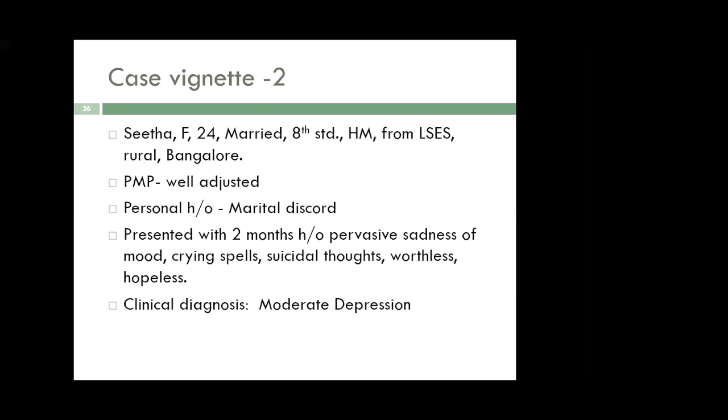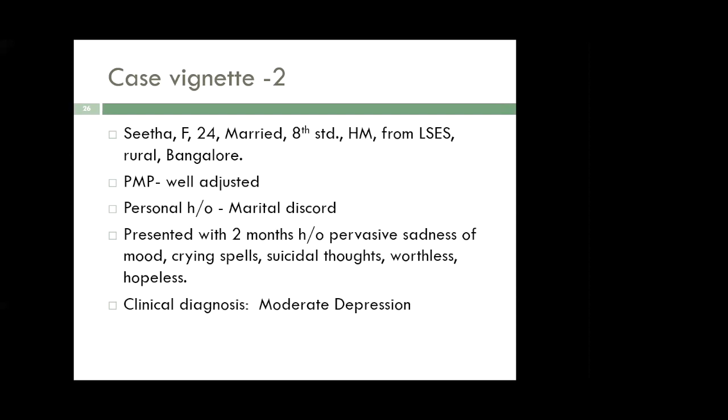Next one. Now I would like to discuss this case with you. Maybe you will be able to understand the formulation when I discuss this case. Maybe I'll read out: Sita, a female, 24 years old, married. She's 8th standard educated, and she's a homemaker from a low socioeconomic status family of rural background of Bangalore, and her pre-morbid personality seems to be well adjusted.